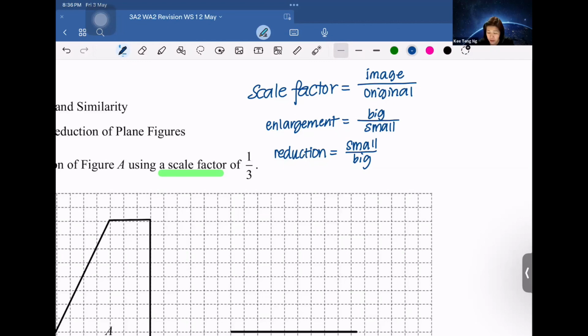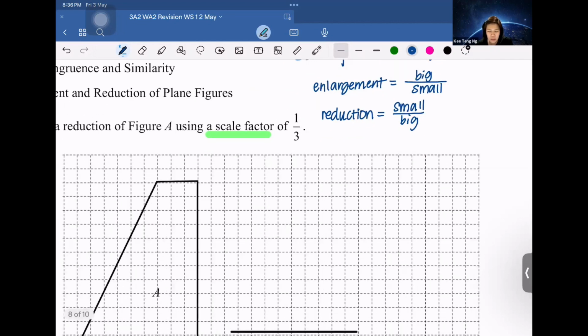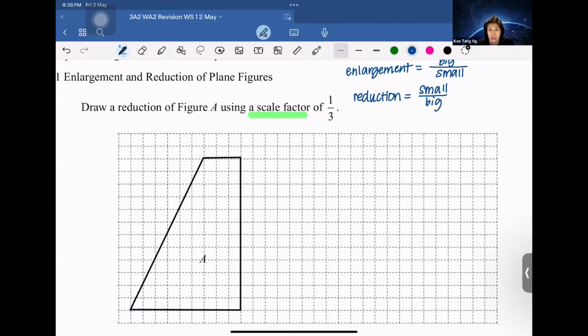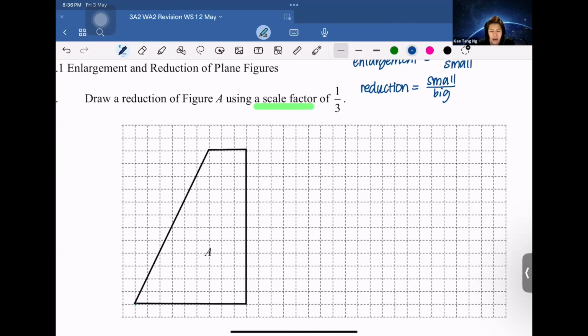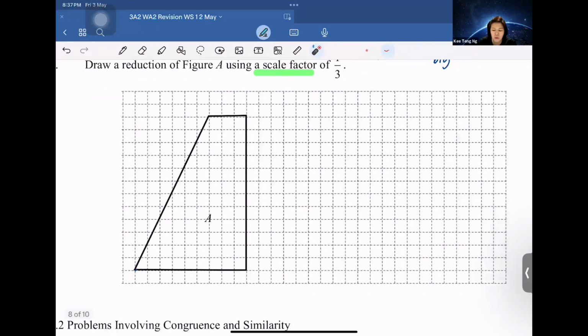find the scale factor. So now let's say, for example, we are given a diagram that looks like this, and we need to do a reduction. Reduction meaning the figure becomes smaller. So we need to do a reduction of the figure using a scale factor of 1/3. What does this 1/3 mean? It means I need to multiply all the lengths that I want to find by 1/3.